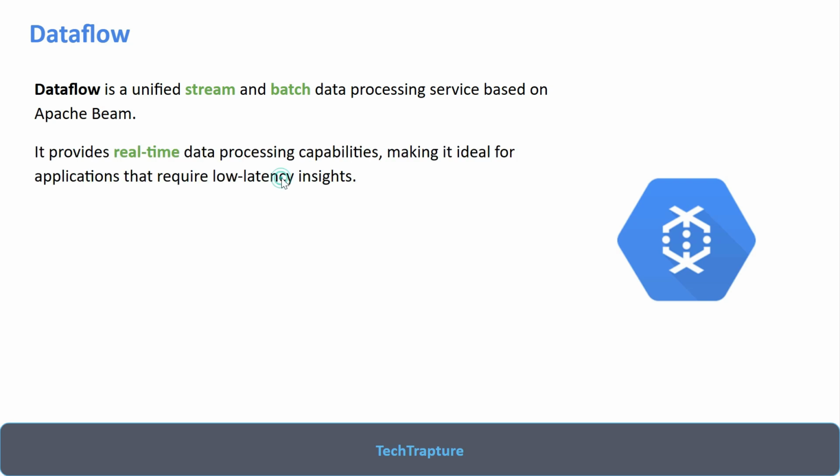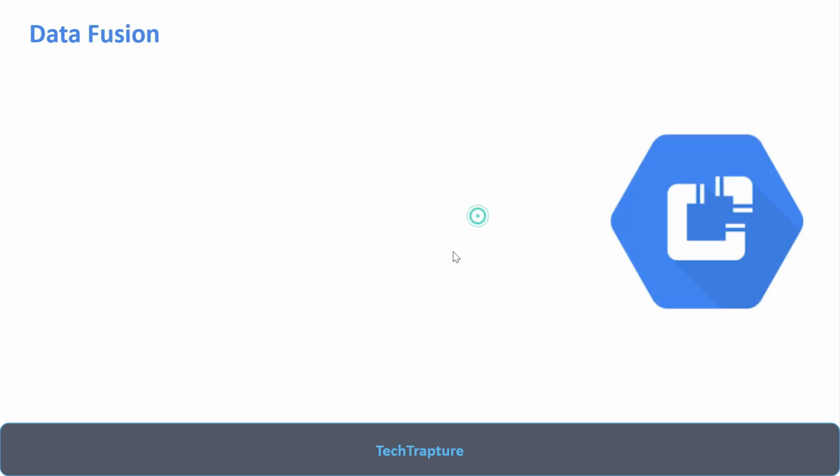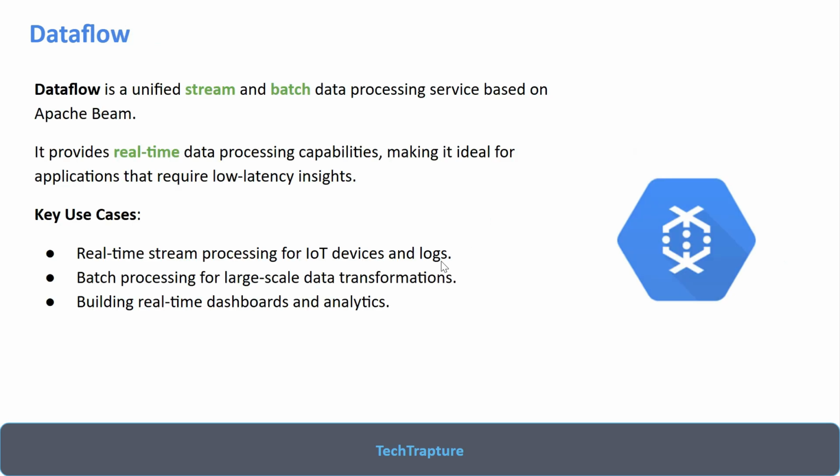It provides real-time data processing capabilities, making it ideal for applications that require low latency insights. So you have to keep these keywords in mind, which I highlighted in green. It is used for stream and batch data, and it is used for real-time data processing. And what are the key use cases for Dataflow? It is used for real-time stream processing for IoT devices or log processing. It is used for batch processing for large-scale data transformation. It's used to build real-time dashboards and analytics. So these are some use cases of Dataflow.